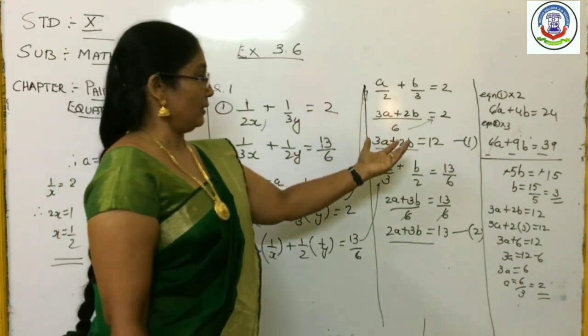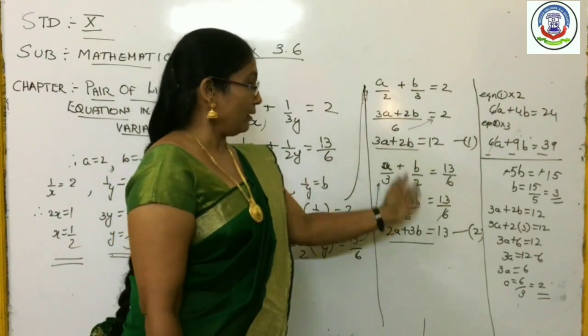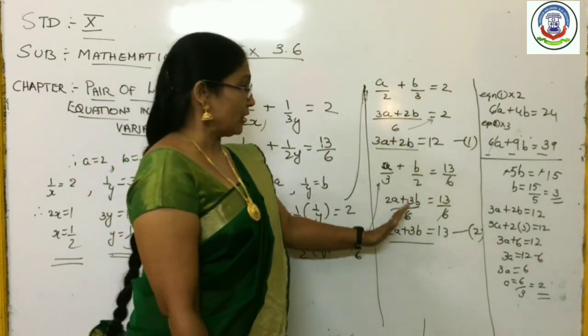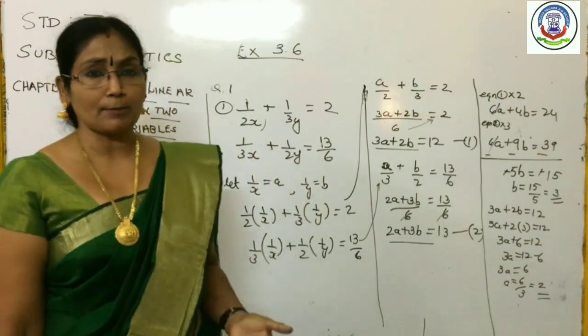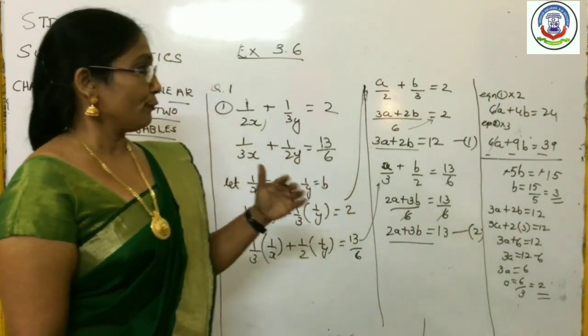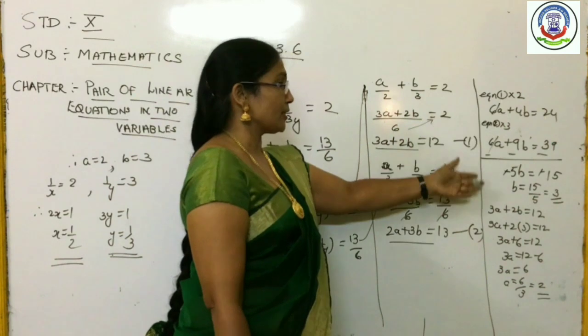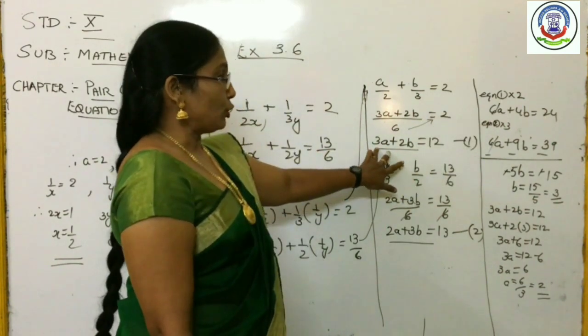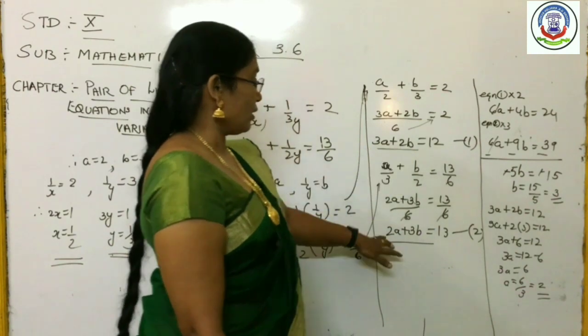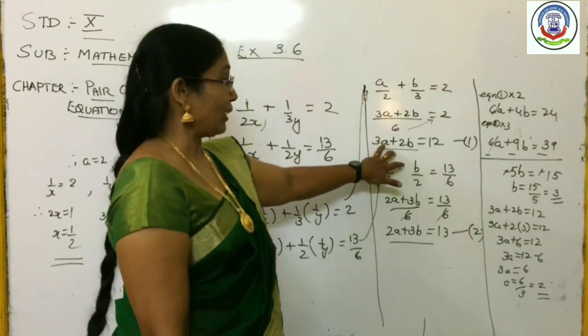Now it's your choice. You can use any of the methods we have learned earlier: cross multiplication, substitution, elimination. For my convenience, I have taken the elimination method here. 3a plus 2b equal to 12. I have multiplied to make the coefficients equal for a.